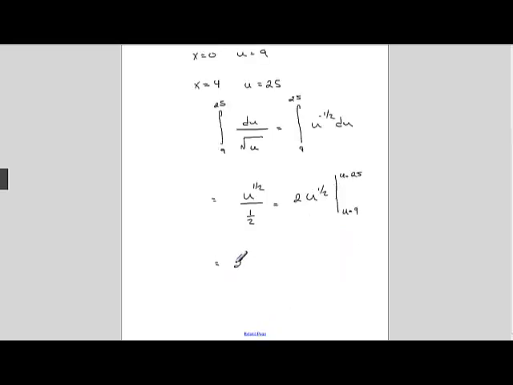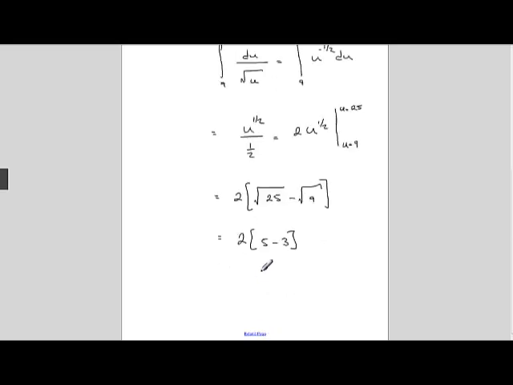So we would have 2 times, and that's just the square root of u, so we'd have the square root of 25 minus the square root of 9, which is the lower limit. So we'll have 2 times 5 minus 3. 5 is the square root of 25, 3 is the square root of 9. So that's 2 times 2, which is going to be 4. And just checking. Okay, so that's right.